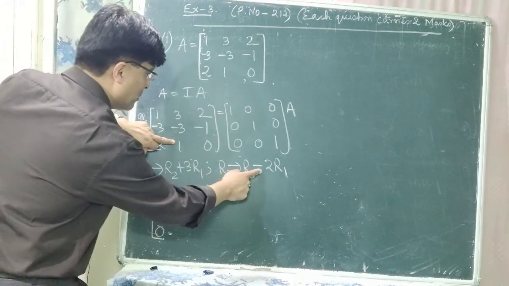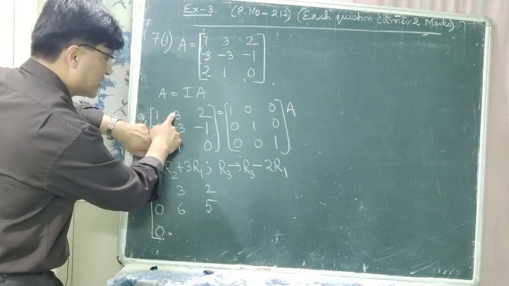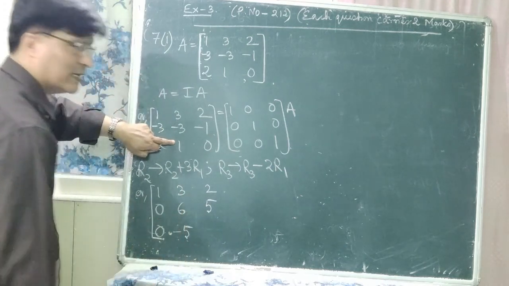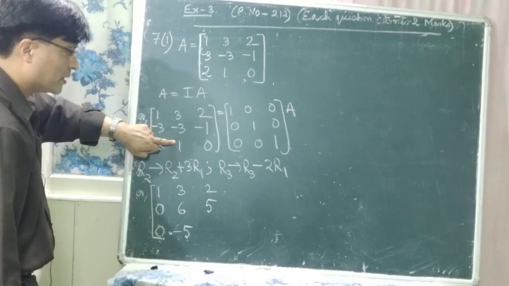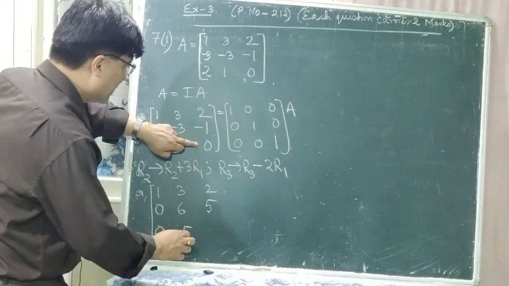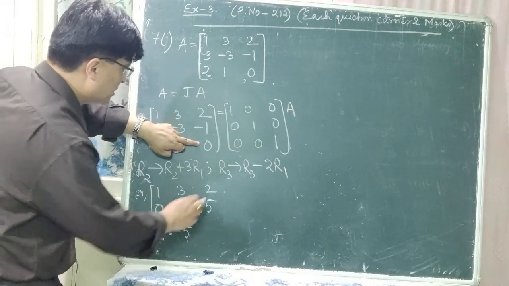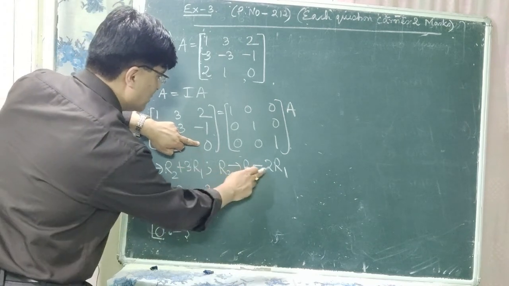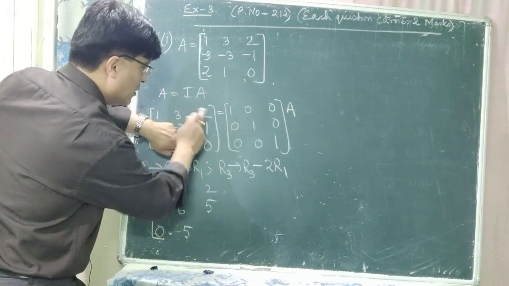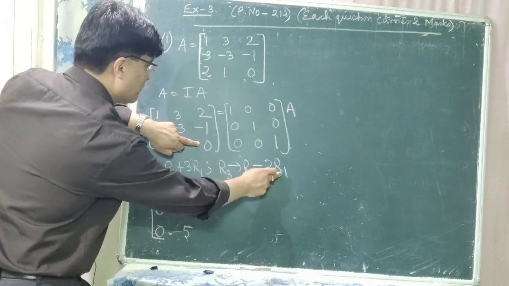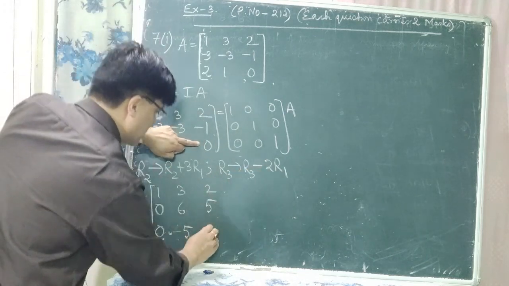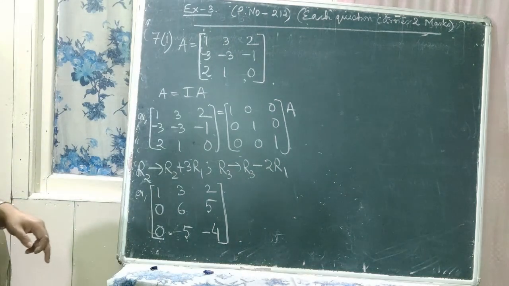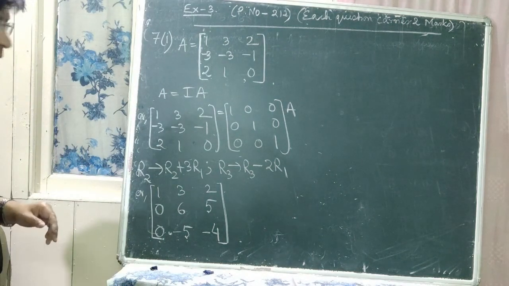R3 is 1 minus 2 into 3, that is 6. 1 minus 6 is minus 5. Is that clear? I think you have understood it. Now again, this is R3. R3 is 0 minus 2 into R1. 2 2s are 4. R3 is 0 minus 2 2s are 4. That is minus 4. 0 minus 4 is minus 4. Is that clear now? So the calculation should be correct.